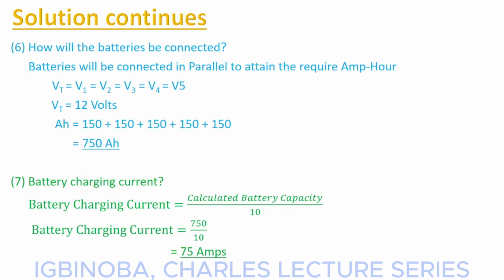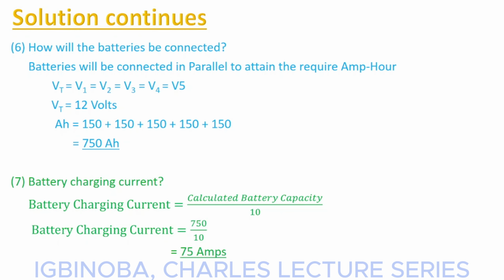Again, because of the system requirement, the inverter is rated 12 volts. That is another reason why we must connect them in parallel, because if we connect those 5 batteries in series, we are going to have a total voltage of 60 volts at the input of the inverter, and that will definitely damage our system. And the amp hour of the battery would be 150 amp hour at 60 volts.